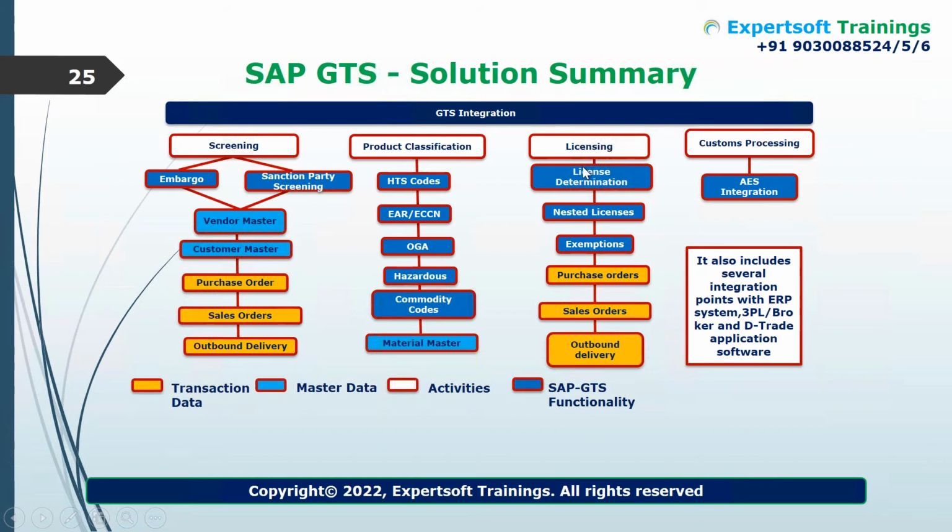So in the licensing part, which is nothing but our legal control, we'll see how license determination happens. We'll see how it can manage nested licenses and different determinations at different levels, right? And exemptions. Now exemptions is nothing but, as I said, particular quantity and value-based licenses, which you procure from the government actually. So those exemptions are also taken into consideration.